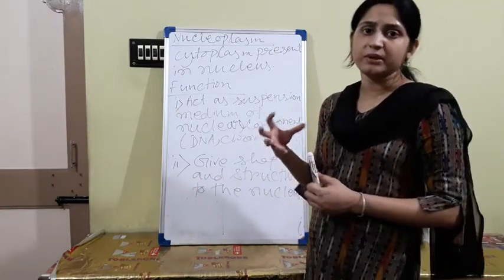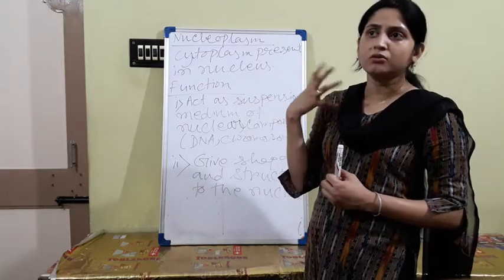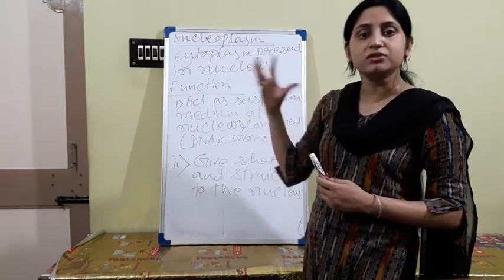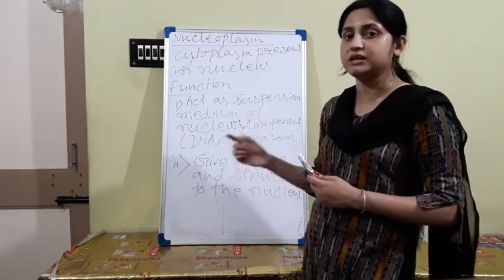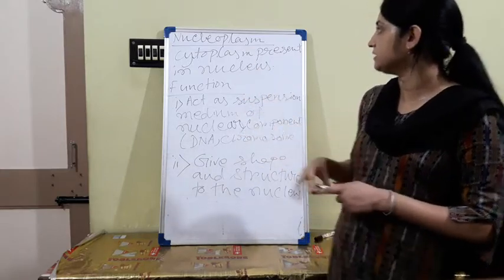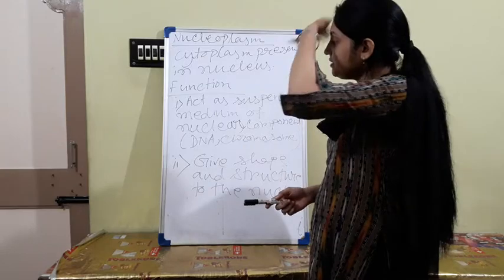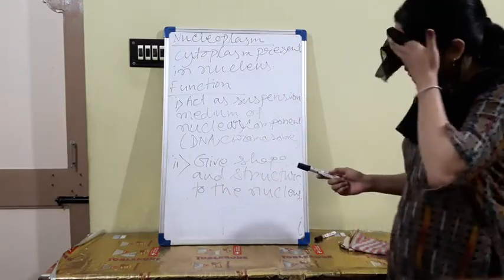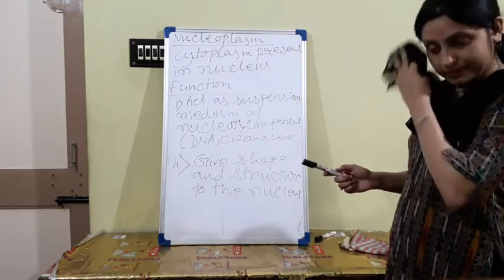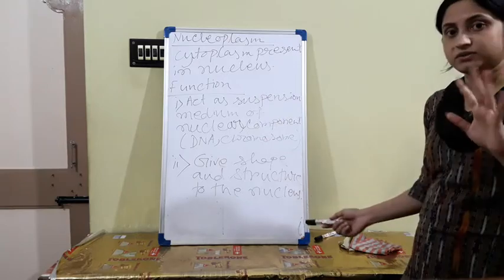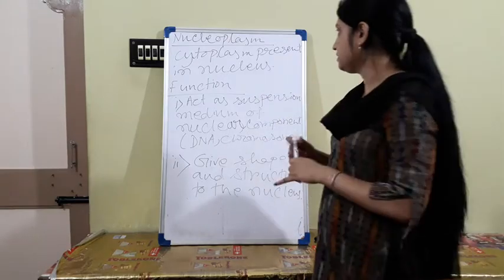Without this jelly, the nucleus will shrink and will not keep its spherical structure, so the nucleoplasm gives shape and structure to the nucleus. That is the function of the nucleoplasm: it acts as a suspension medium for the nuclear components, DNA and chromosomes, and gives shape and structure to the nucleus. Okay, those are the main parts of the nucleoplasm.